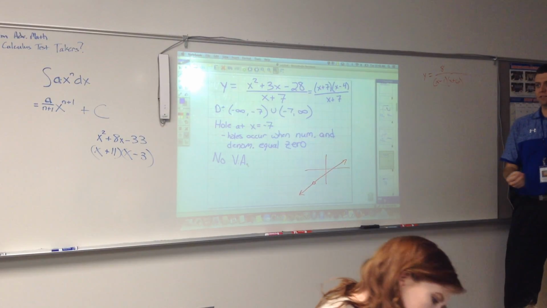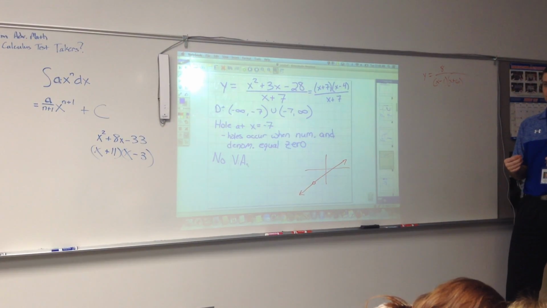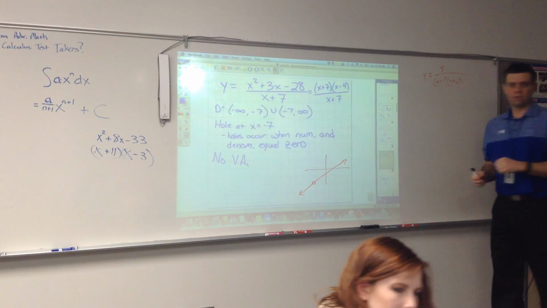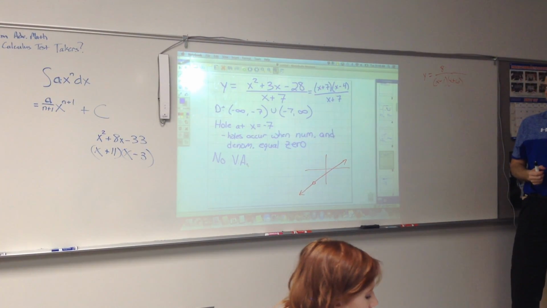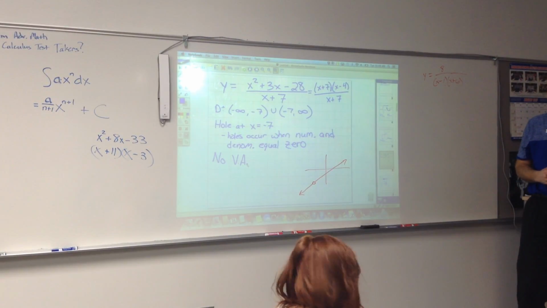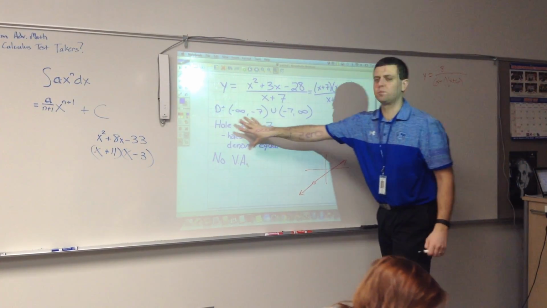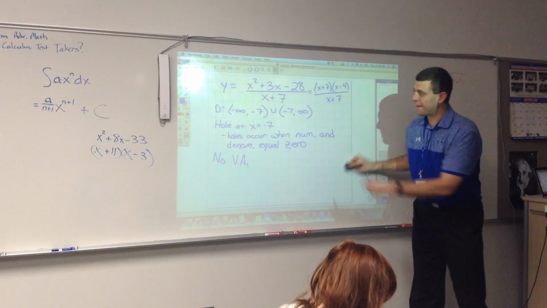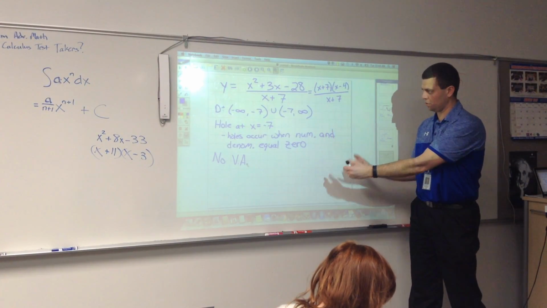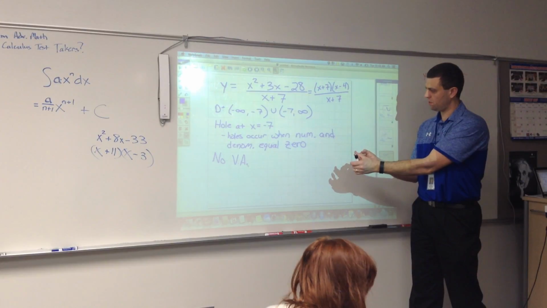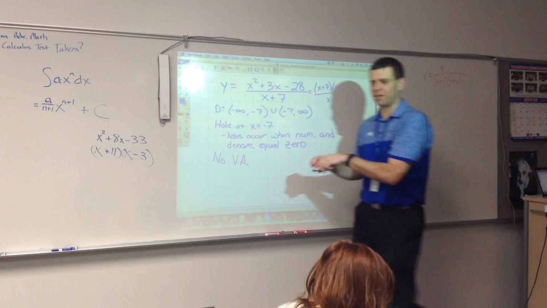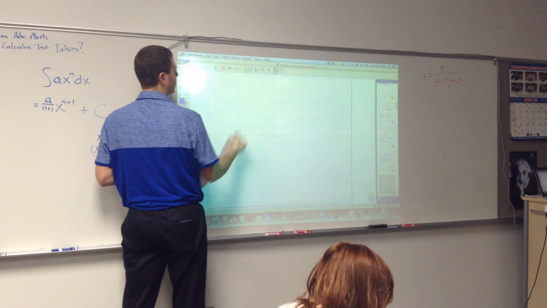Can a graph have a vertical asymptote and a hole? You bet. It can have multiples of each or none. It just depends how many factors a function has. Any questions on the difference between holes and vertical asymptotes right now? I'm going to come back to this one, because we have to finish range and discontinuous versus continuous. But I just want to make sure you understand the holes and vertical asymptote part.